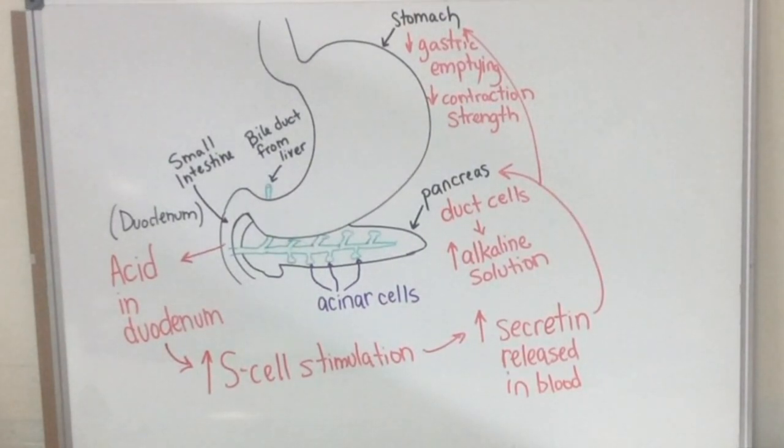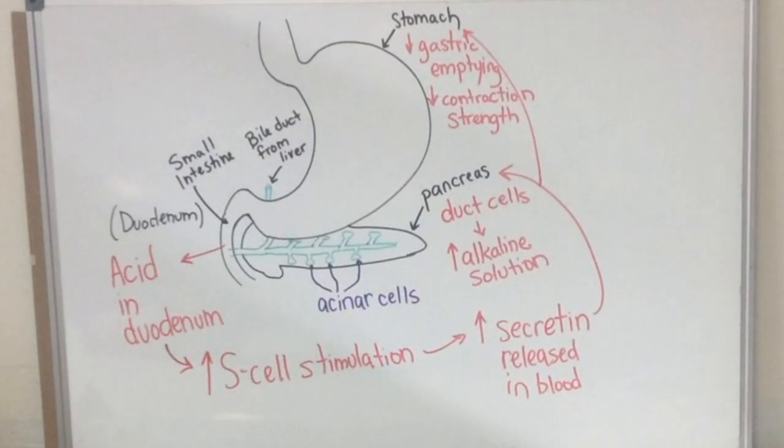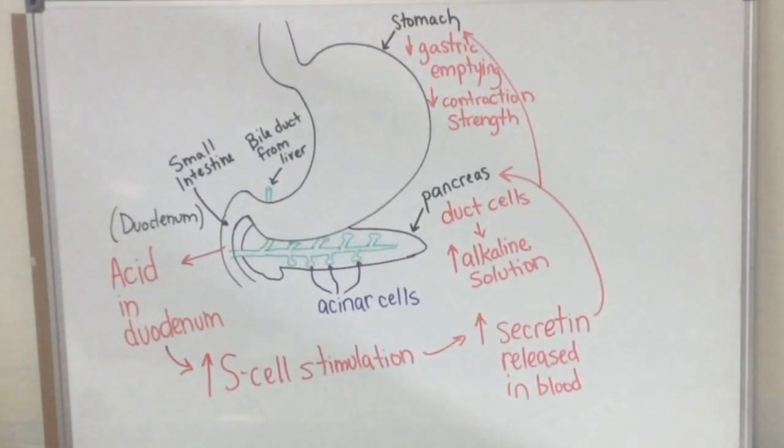Secretin will also impact the stomach by decreasing gastric emptying, by decreasing the strength of contraction within the stomach. By decreasing contraction strength, less chyme is able to move through the pyloric sphincter into the duodenum. This decrease in gastric emptying also decreases the amount of new acidity introduced to the duodenum.